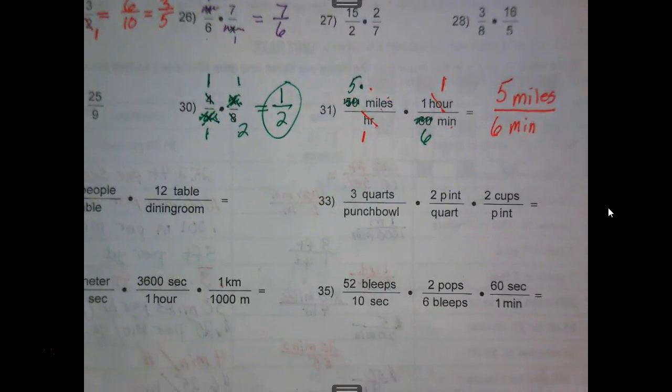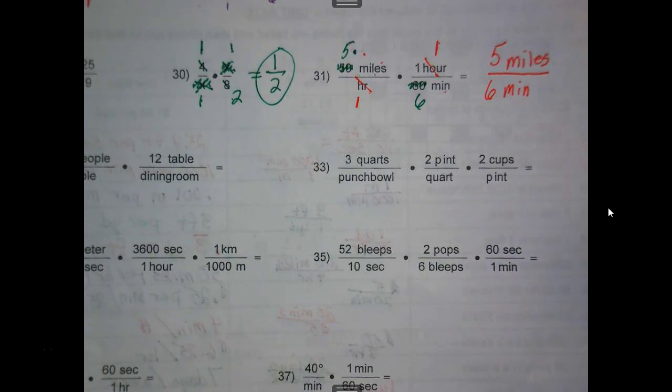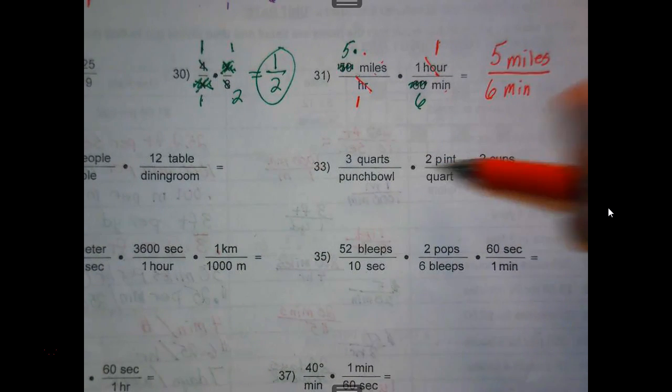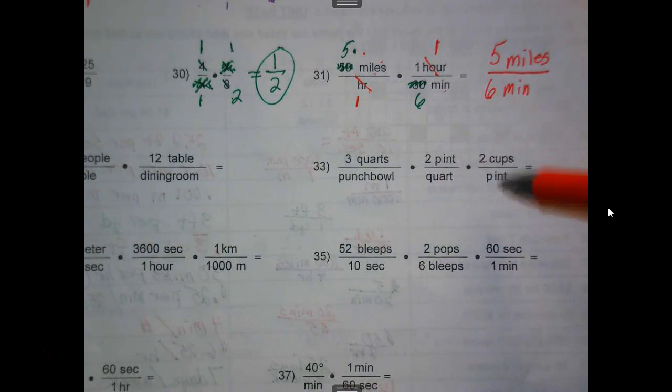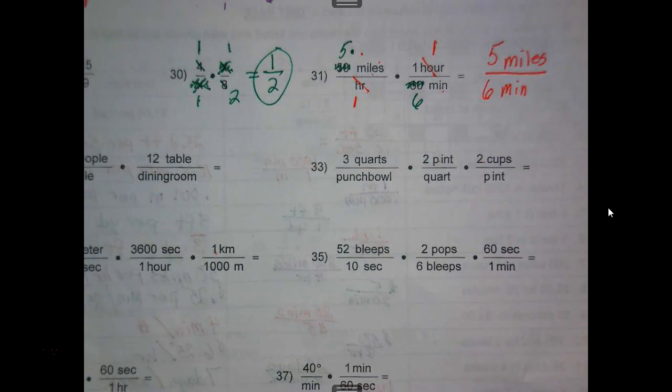Okay, let's look at number 33. Now this is all multiplication, so I can cancel out with any 3. I can cancel stuff out with this one and this one, this one and this one, or this one and that one. Okay, let's see what we can cancel out.